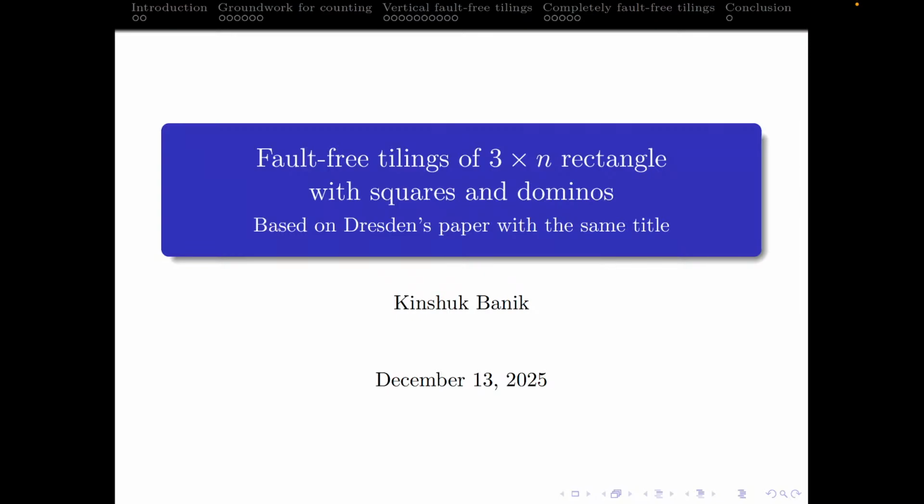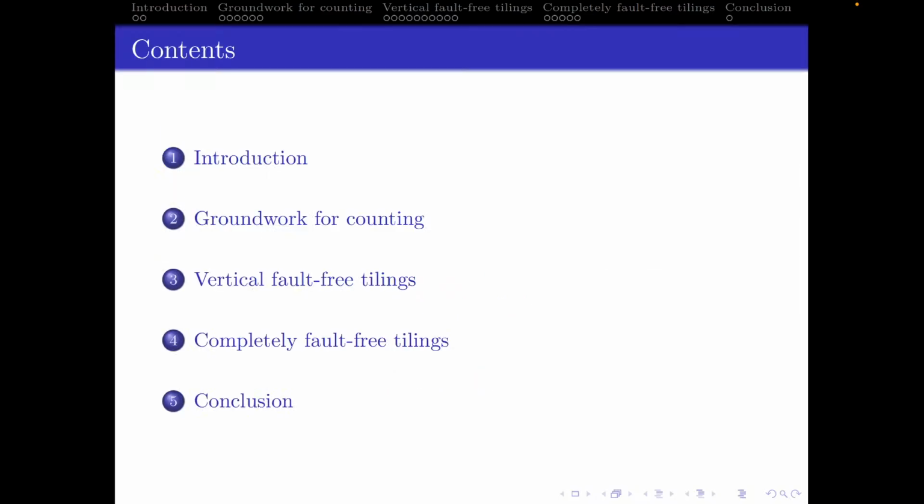So basically, on the agenda today is discussing a paper by Greg Dresden from 2021 titled Fault-Free Tilings of a 3 x n rectangle with squares and dominoes, and we are going to do exactly what is written. We'll be finding the number of fault-free tilings of a 3 x n rectangle. So basically we are going after a sequence right now.